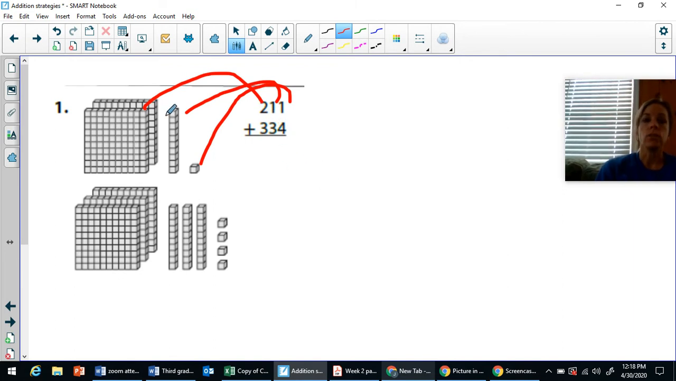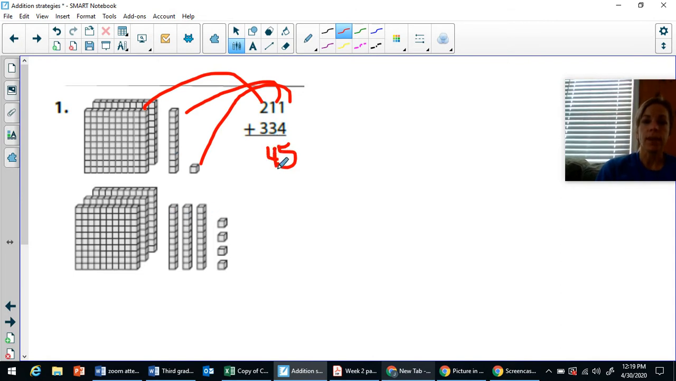So I have 211 plus 334. Let's start with the ones this time. I have 1 one and 4 ones. So 1, 2, 3, 4, 5. And then I'm going to move to the tens. 1 ten, 3 tens. 1, 2, 3, 4. But we're really going to count that as 10, 20, 30, 40.